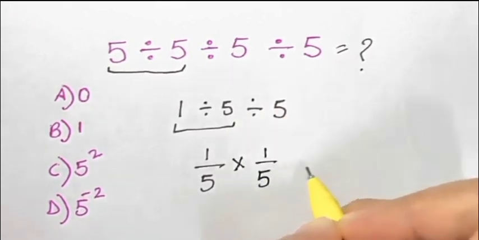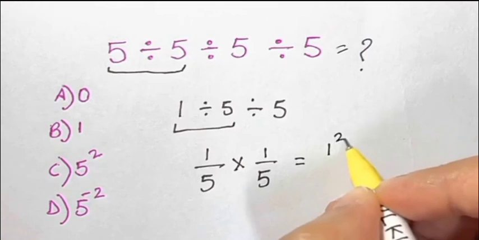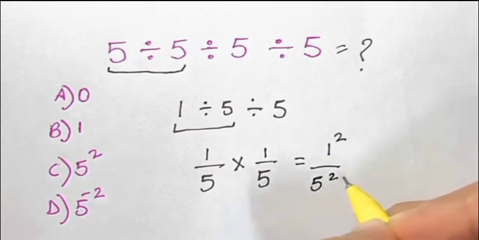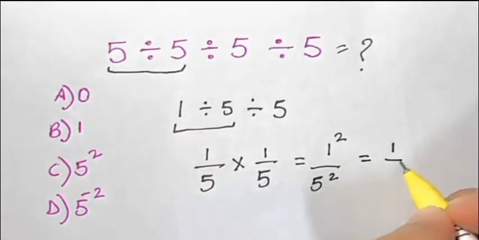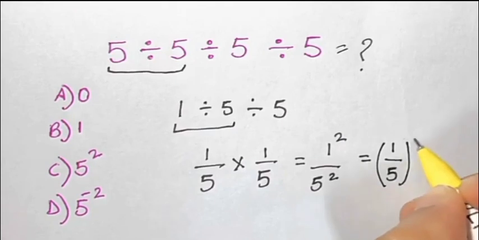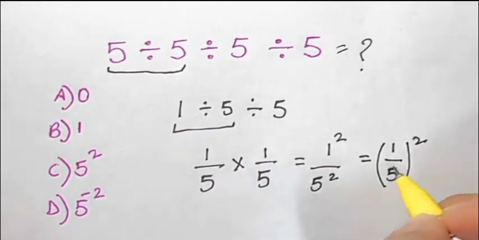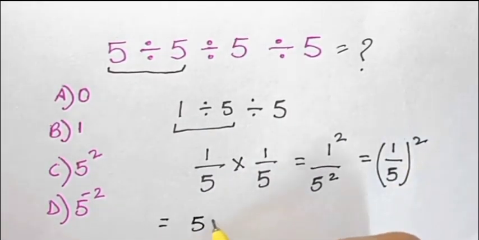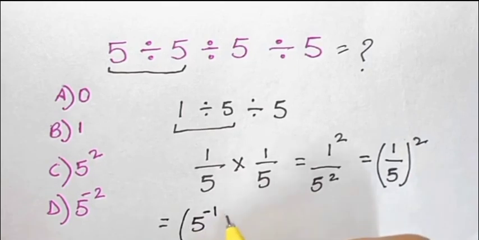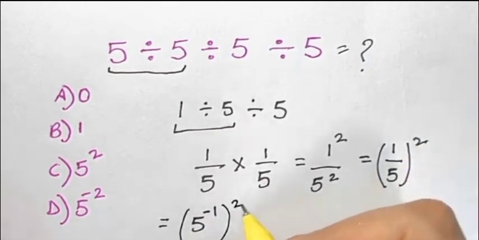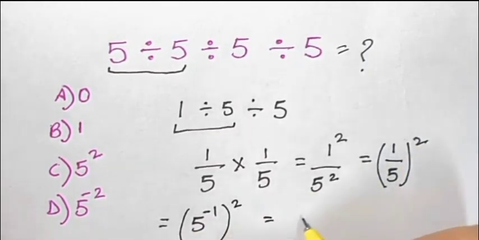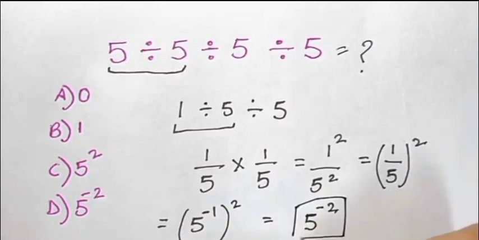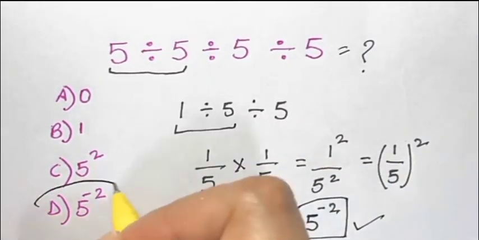over 5, and that's equal to 1 squared over 5 squared, which can be written as 1 over 5 the whole squared. Now 1 over 5 is 5 to the power of minus 1, then you have whole squared here. So whenever you have power to power, you multiply them. 5 to the power of minus 1 into 2, that's minus 2. So that's your answer. 5 to the power of minus 2 is your answer choice.